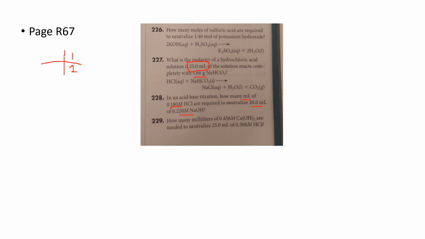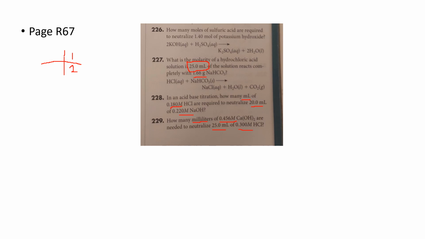Number 229, similar problem. How many milliliters of 0.456 molar calcium hydroxide, we're looking for a volume. So these two go together. We don't know the volume, but that's an M1 and a V1. Okay. Are needed to neutralize 25 milliliters of 0.300 molar HCl. So we have one volume, we have two molarities.